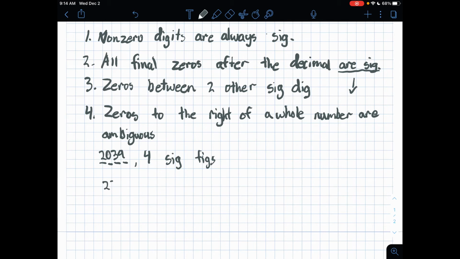However, if we have something like 2,390, if we look at the rule, zeros to the right of a whole number are ambiguous. You can see that 0 is by itself here on the right. It is not surrounded by 2 other sig figs, making it ambiguous. So for 2,390, there'd be only 3 sig figs.